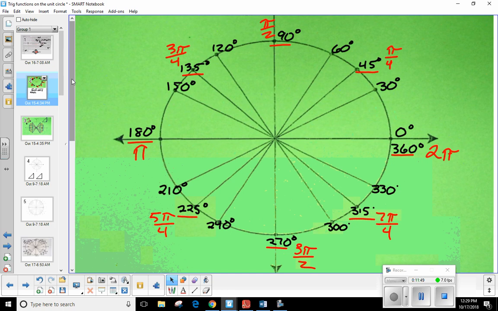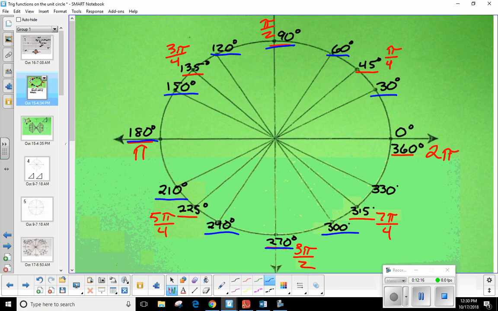Now, if it's a multiple of 30, we're going to do the same thing, but we're going to count by sixths. Okay? So let me do this in a different color. Probably something that'll stand out. Let's say blue. Okay. So help me identify what are all the multiples of 30. So definitely 30, 60, 90, 120, 150, 180, 210, 240. Okay. Am I missing any? 330. And then all the way back around to 360, right?